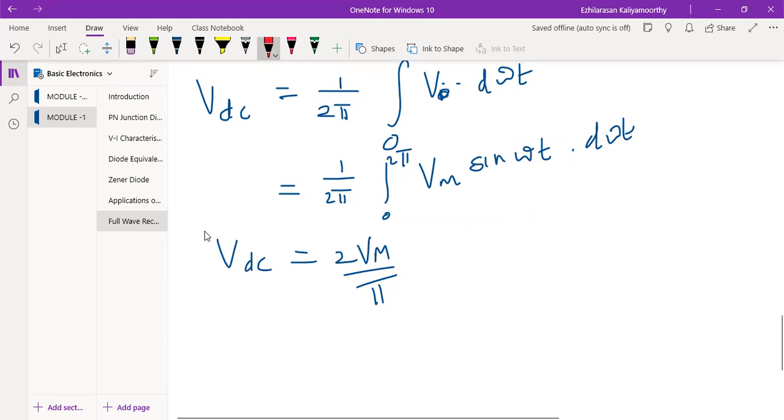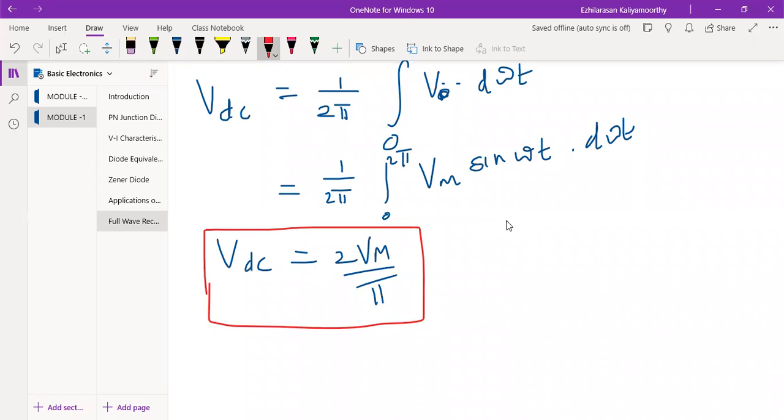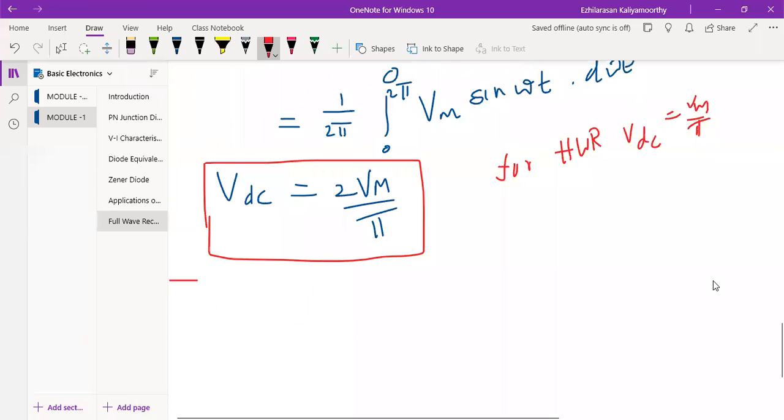In the half wave rectifier, what did we get for VDC? I hope you remember: for the half wave rectifier, we got VDC as Vm by pi. So here we get 2 times for the full wave, actually. So 2 times VDC. This is the first thing we got, that is VDC.